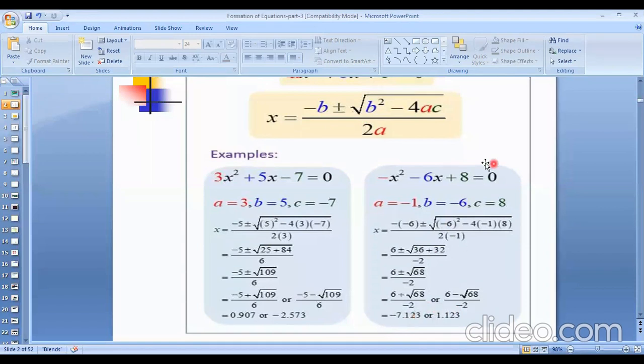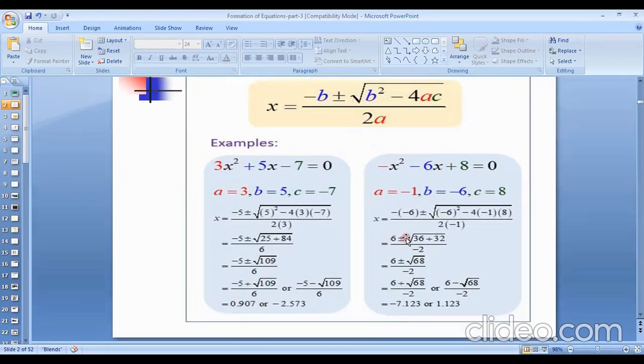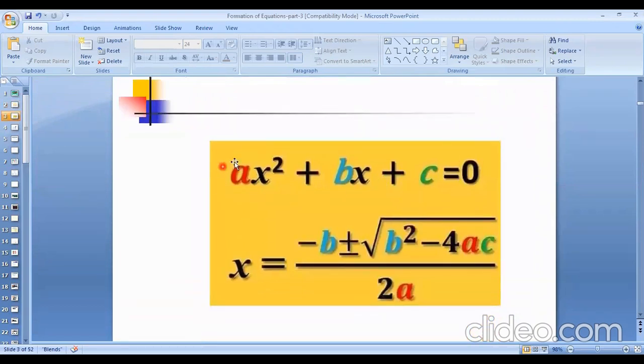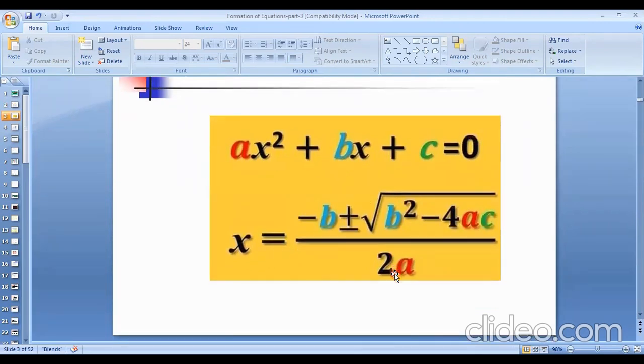That means the solution of this equation. These two roots will be the solution of this equation. So this is the standard form of quadratic equation, and this is the formula for finding roots of these types of quadratic equation, just using a, b, c. a means any real number, b means also any real number, c means any real number. So just using this formula, we can solve it.